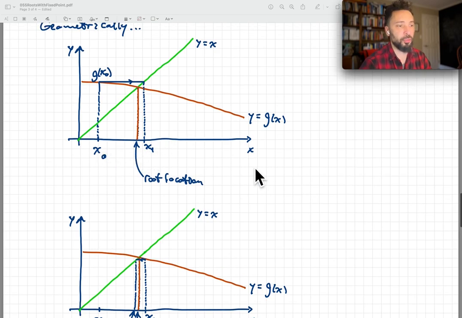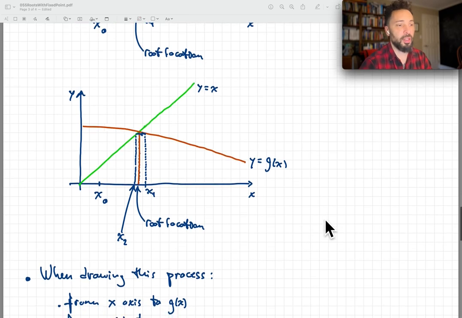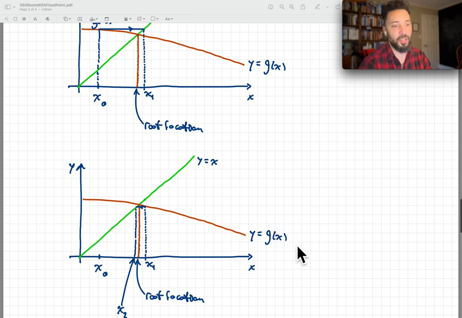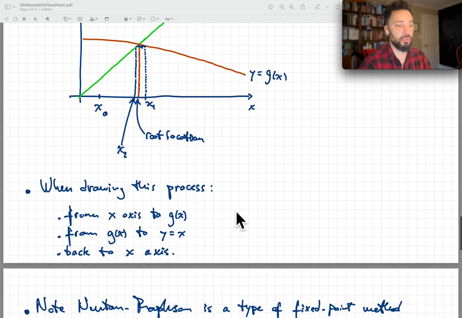And you go from x0 to x1, and then from x1 to x2, and you can go again from x2: you go up to g of x, from g of x to y equals x, and then downwards to the x-axis and you find your next x3, and so on and so forth. And that's how you will approach the solution, assuming that the magnitude of the derivative of g of x is less than 1, and that your starting point was in that region, and so then you will converge.